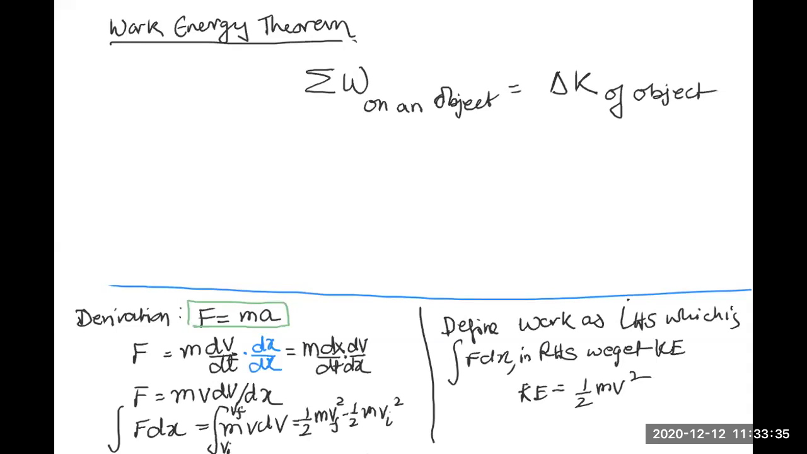Okay. तो ये मेरा work energy theorem is basically a restatement or another way of writing F is equal to ma. It tells me that the total work done on a point object must be equal to the change in kinetic energy of that point object. Okay.